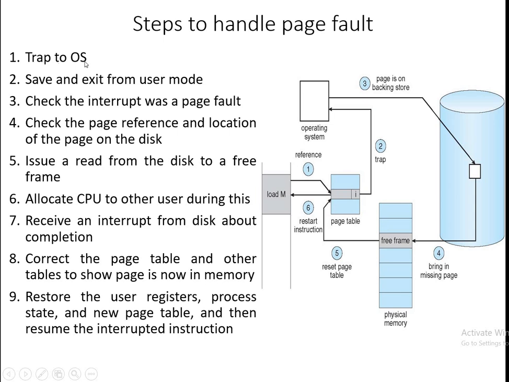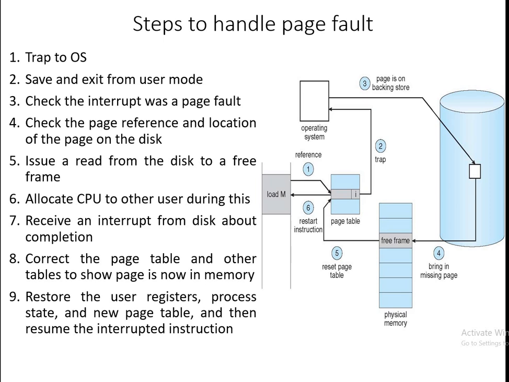So the operating system will come into action, and before the control is handed to the operating system, the processor will save the user mode registers and exit from the user mode. Once the operating system takes control, it will check whether that interrupt was for a page fault. There will be many other interrupts for the operating system, so first of all, the role of the operating system is to detect whether the existing interrupt is due to a page fault or not.